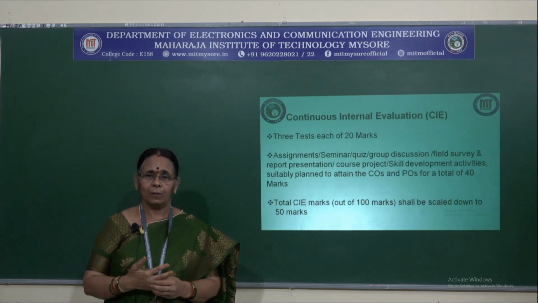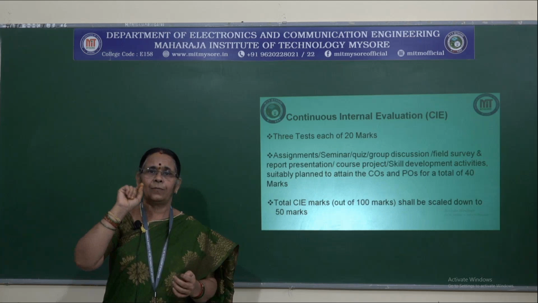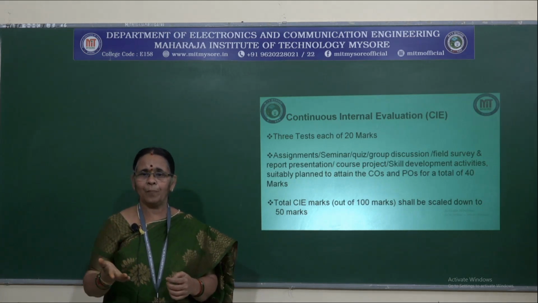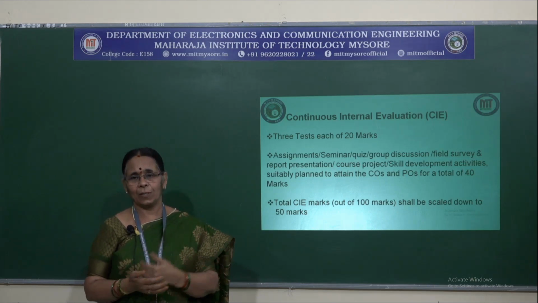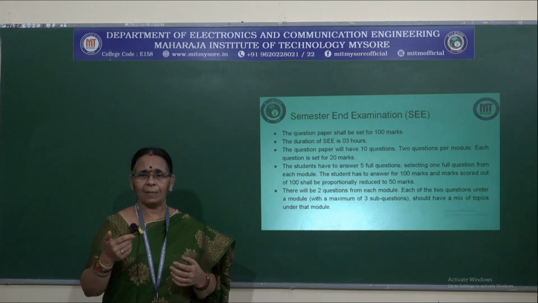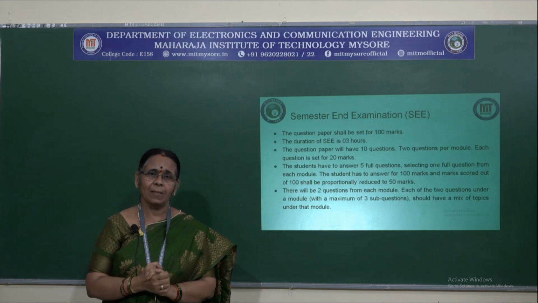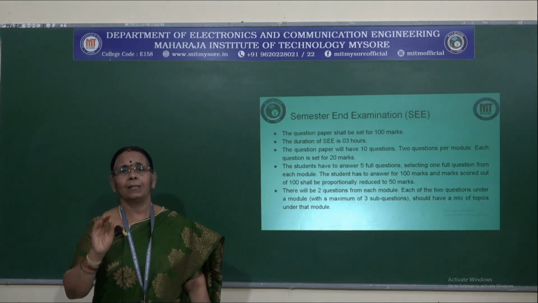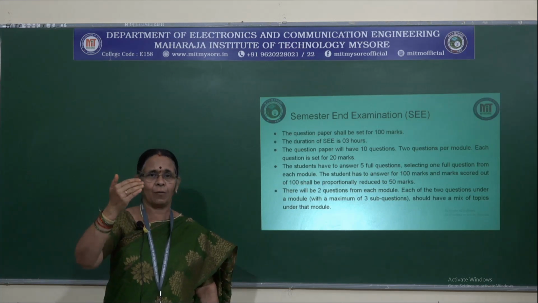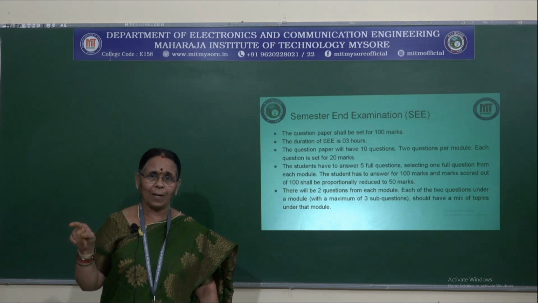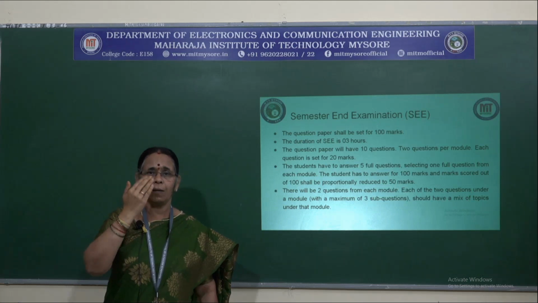Then coming to the SEE, that is the final examination, the semester end examination. It will be conducted at the end of your semester, for 100 marks. Since there are 5 modules, you get questions from each module. There are 2 questions from each module, question 1 and question 2 under module 1. Each question is for 20 marks. You have to choose either 1 or 2.